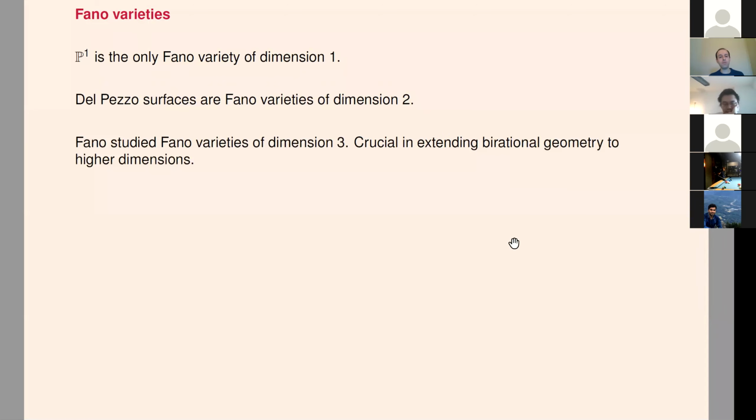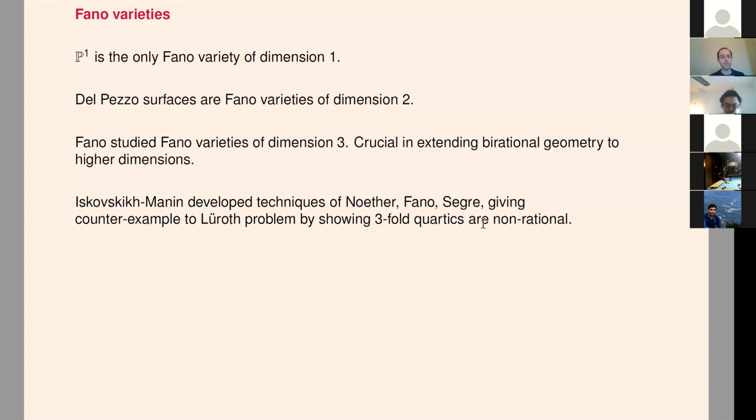Now, in dimension 3, Fano studied Fano varieties, and that's where the name comes from. As I mentioned in the previous lecture, this was quite important for extending birational geometry, or this classification theory, to dimension 3. I also mentioned that in the 70s, Iskovskih and Manin developed these techniques of Fano, and other people like Noether and Segre. In particular, they showed that threefold quartics, so these are hypersurfaces of degree 4 inside P4, are not rational.